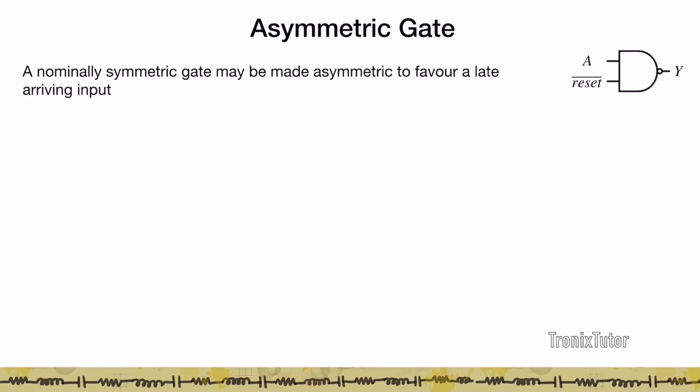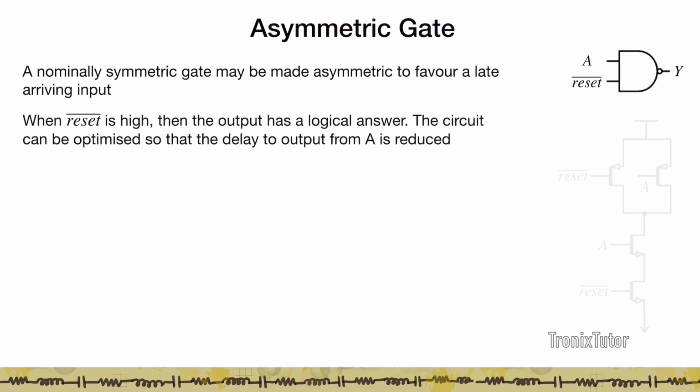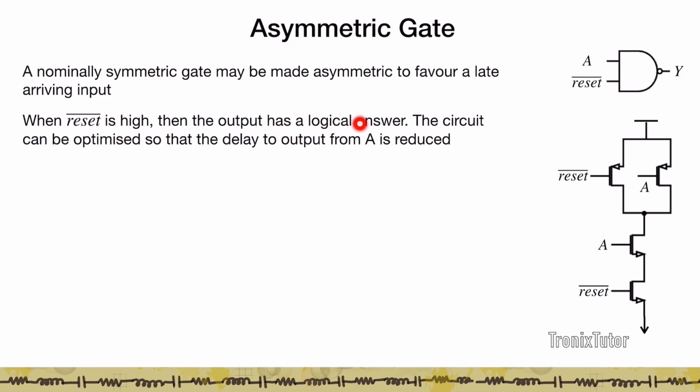Now let's look at another example where we want to design an asymmetric gate. So again, a nominally symmetric gate can be made asymmetric in certain conditions. Here let's look at an application where we have a control signal, which is a reset signal, and depending on the value of reset bar, y will either follow A or y will be independent of A. So when reset bar is high, or when reset is 0, the output has a logical answer.